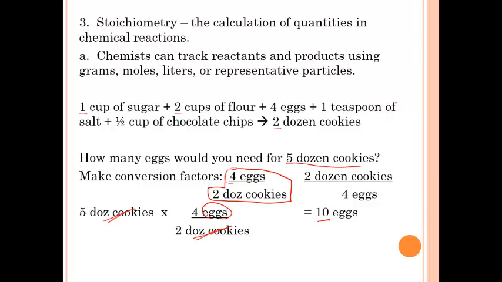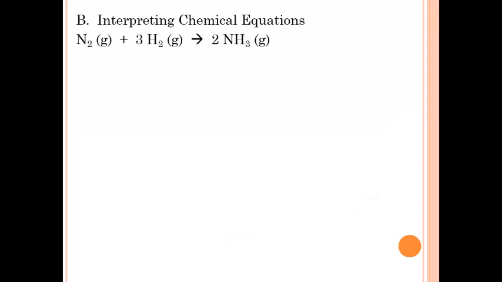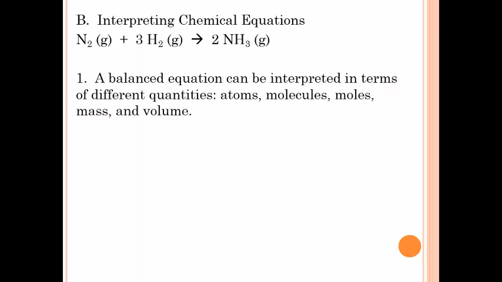Well, we're going to be doing that only with chemistry type units. So let's take a look at how we can interpret a chemical equation. First of all, you have to have a balanced equation. If it's not balanced, that's the first job.